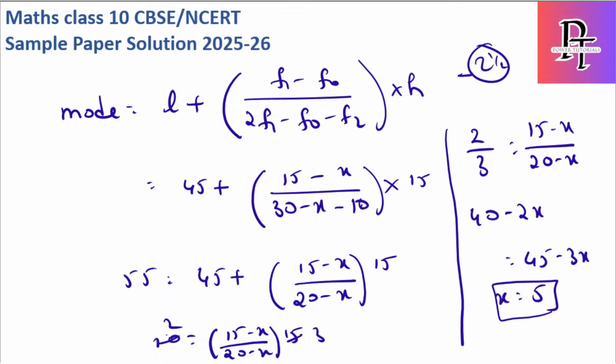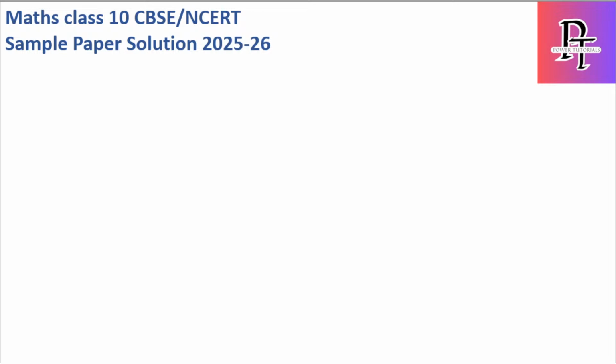Okay, let's move to the next question. This is the B part. A part is done. Let's go to the B part. So in B, they are asking about a median question.